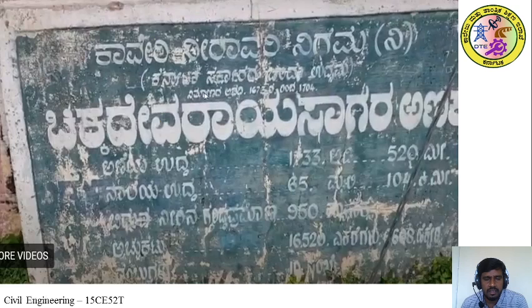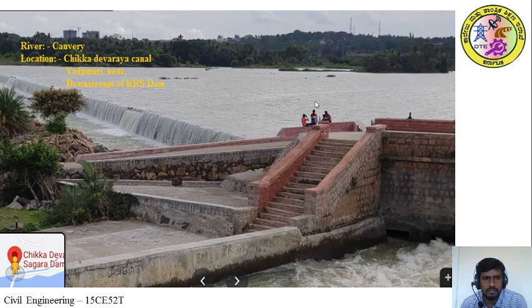You see here, it was constructed in the year 1673, and the length of the canal from this diversion network is around 104 km, and the length of this diversion network is around 520 meters. So this is a picture of the Chikkadevaraya cross drainage work. This is the canal head regulator, and this is a weir structure. Observe this, this is completely a solid masonry structure.